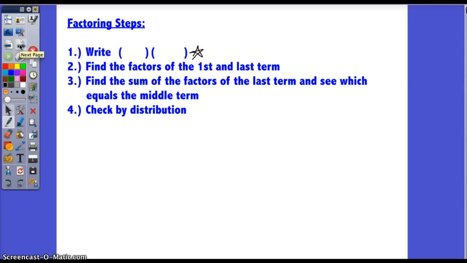Always do that first. Then you're going to find the factors of the first and the last term. For each one of these, like when we had x plus 4 and x plus 7, the factors of your first term were both 1. So 1 and 1, that's why we got them. Then you're going to find the sum of the factors of the last term and see which equals the middle term. And then last but not least, check by distribution. So always check it. You can know if you have 100% or not for each one of these.